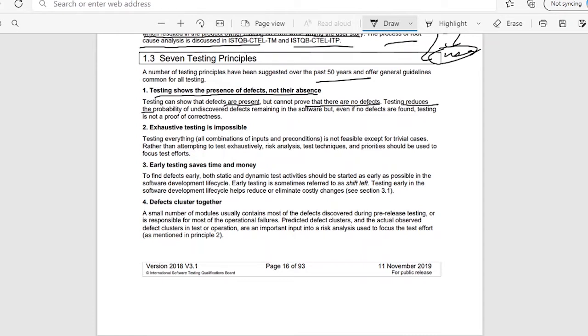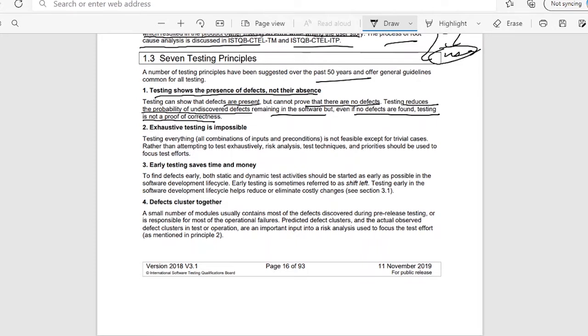Testing reduces the probability of undiscovered defects. You do testing and uncover as many faults as possible remaining in the software, but even if no defects are found, testing is not a proof of correctness. Even if you haven't found any defect, it is still possible that there are some defects in the code. As I told you, false negative is the term, so it's possible that there are still defects in the code.